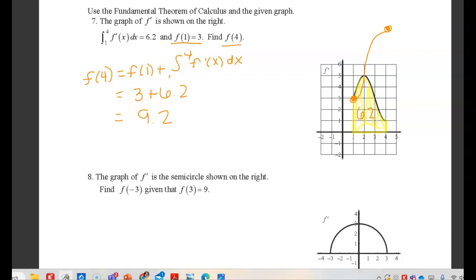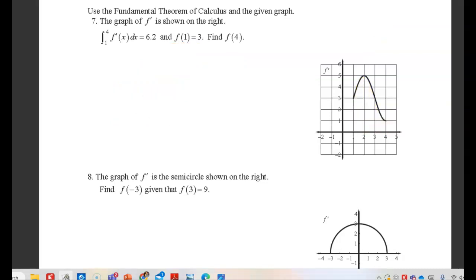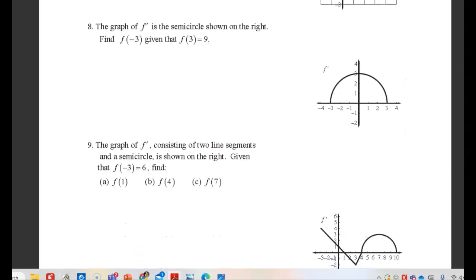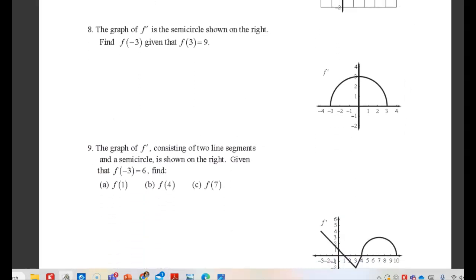Number 8. The graph of f prime is a semicircle. So they're already implying you need the area of the semicircle. We want to know what f of -3 is given f of 3. So again, you'd be integrating from -3 to 3 of f prime of x dx, saying that that is equal to f of 3 minus f of -3.